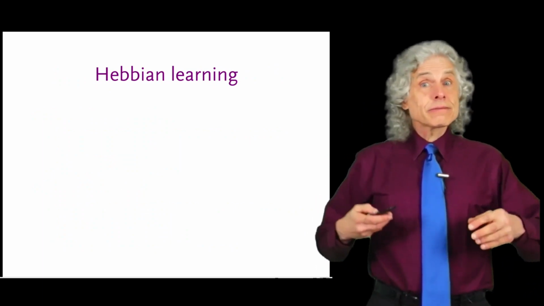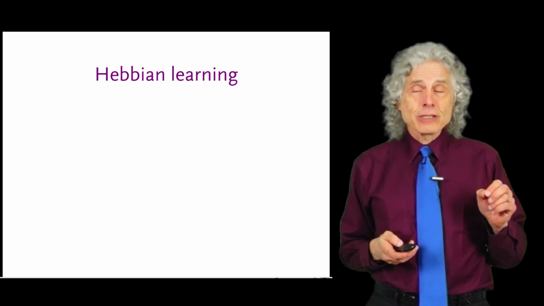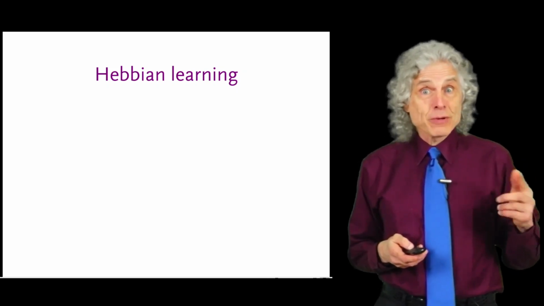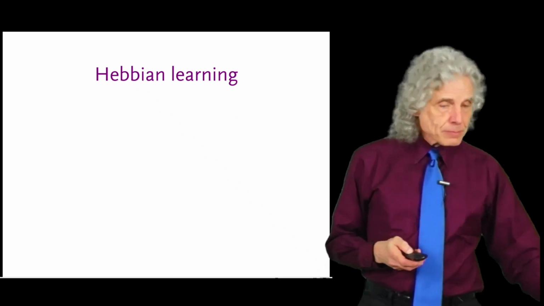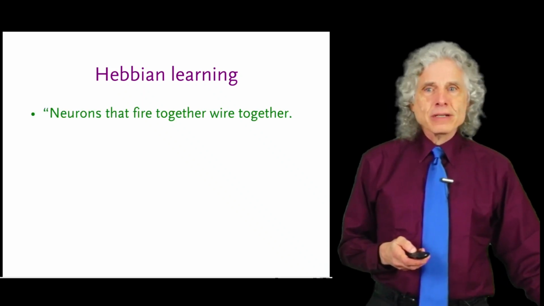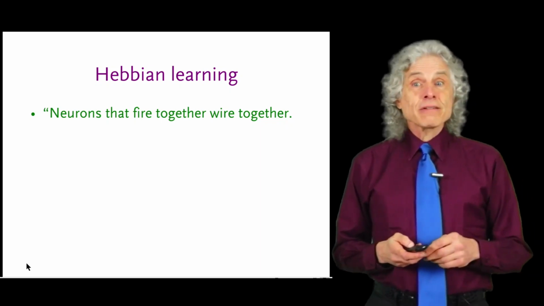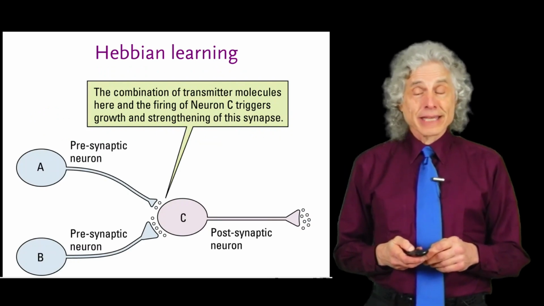One kind of learning mechanism in neural networks is explained in your textbook, called Hebbian learning, after the psychologist D.O. Hebb, whom we have met a couple of times in the course before. And the way Hebbian learning works can be summarized in a bit of doggerel: neurons that fire together, wire together; neurons that are out of sync, fail to link.